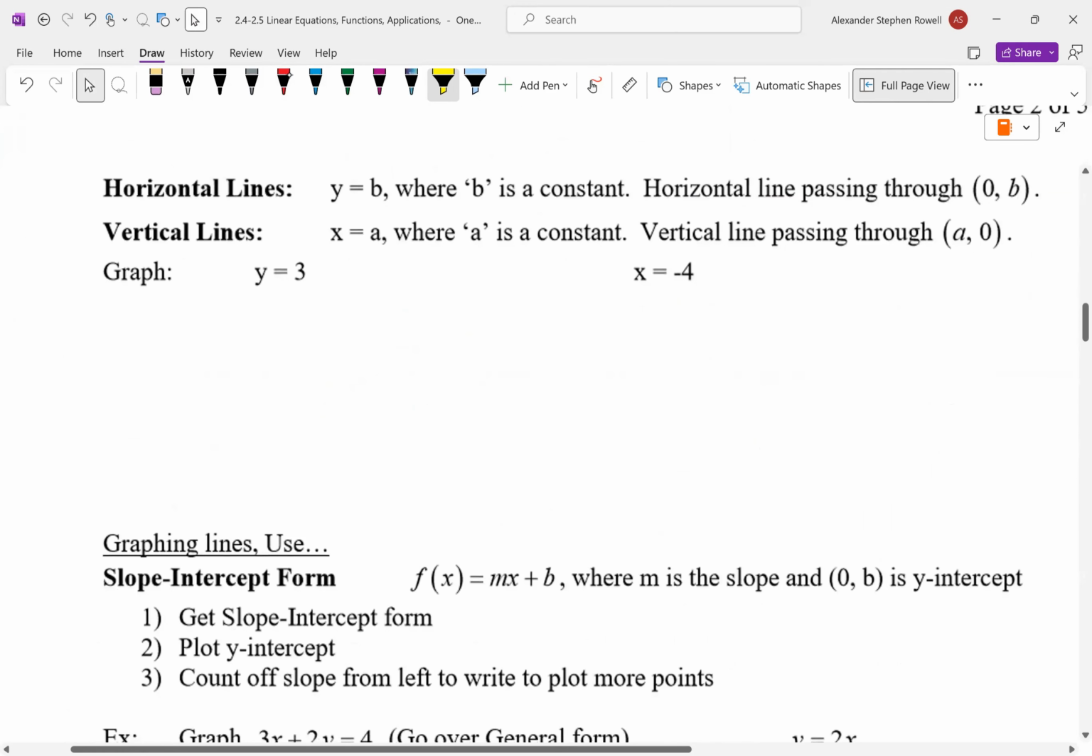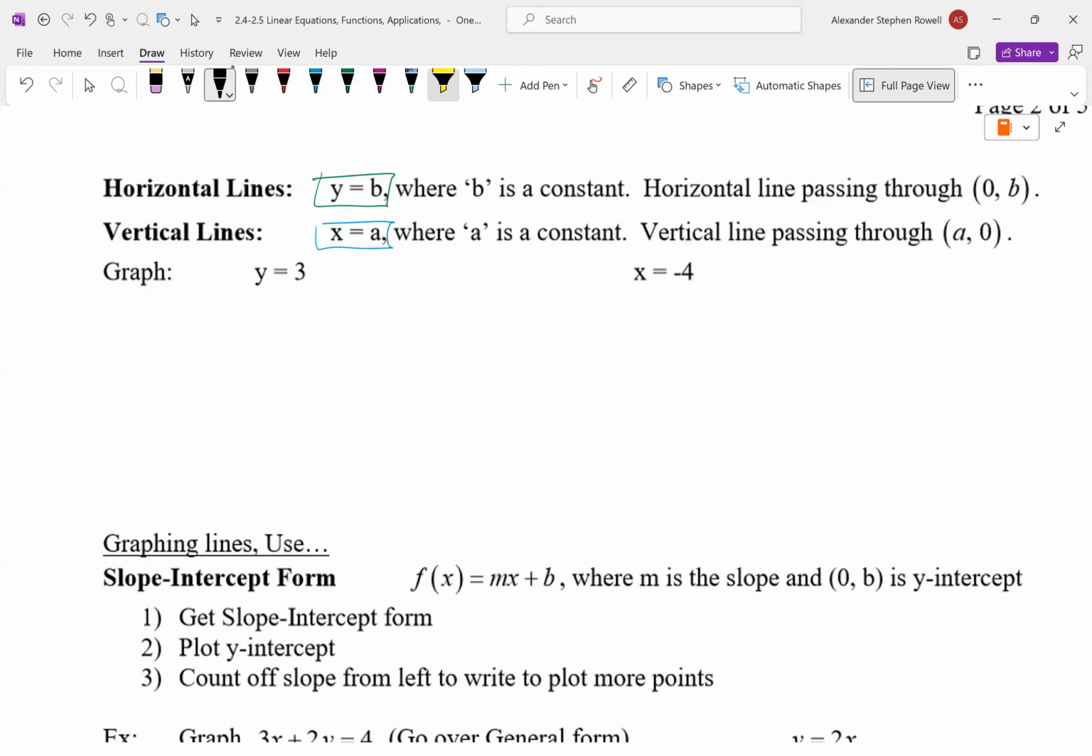Horizontal lines. Any horizontal line has all the same height, the same y value. When you have y equal to a constant, it's going to be a horizontal line. Vertical lines have the same horizontal positioning, that is, the x value is constant.